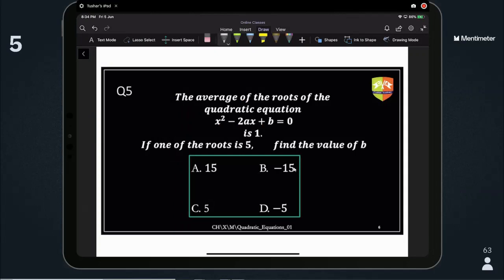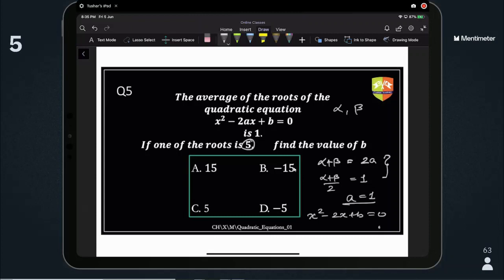What happened in this? Let's say alpha, beta are roots. So clearly alpha plus beta is equal to 2a, and the average value has been given. Alpha plus beta by 2 is 1. If you solve these two, you will get a is equal to 1. If a is 1, then x square minus 2x plus b is equal to 0, and 5 is one of the roots, then 5 square minus 2 times 5 plus b is 0. So if you solve this equation, you'll get b as minus 15.